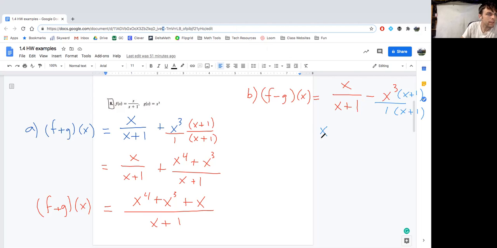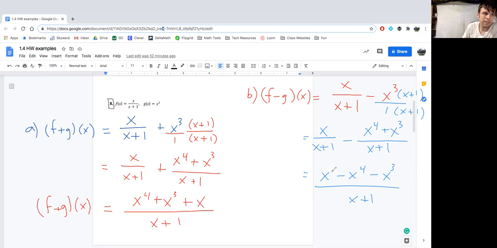So I end up with x over x plus 1 minus x to the 4th plus x to the 3rd over x plus 1. And then going ahead and putting these together, I end up with x minus x to the 4th minus x to the 3rd over x plus 1. And I suppose I could have rewritten this in order. Generally, we'd like this to be in descending order. So this one would just be onto the end over here. And so that's what we would end up with for our subtraction of the functions f and g.